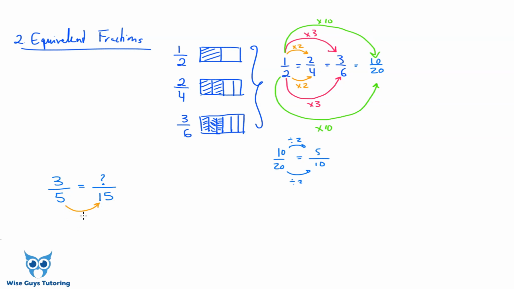And you get from 5 to 15 by multiplying by 3. You have to do the exact same thing to the numerator. That means you need to multiply by 3. And that's all you do. Now we found our numerator must equal 9. Therefore, 3 over 5 is equivalent to 9 over 15.